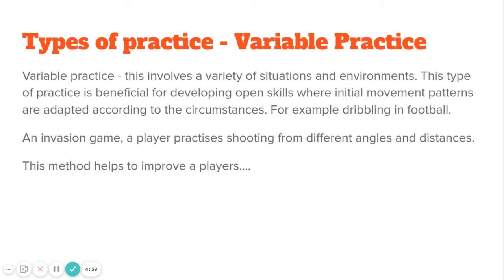The next one is variable practice. The learner practices the same task in a number of different ways. So, for example, in basketball, a player would shoot in a number of different ways to practice shooting from different angles and from different distances.